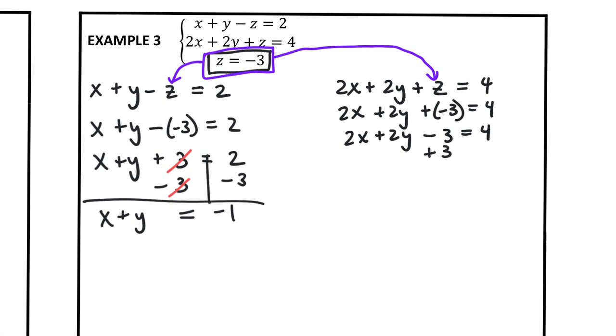Then we're going to add 3 on both sides to move all the numbers to one side. It's going to cancel those two. We're going to be left with 2x plus 2y. Bring those down. Equals 4 plus 3 is 7.